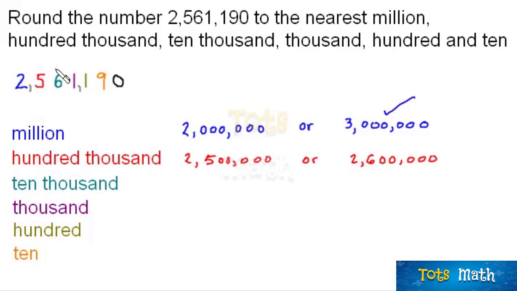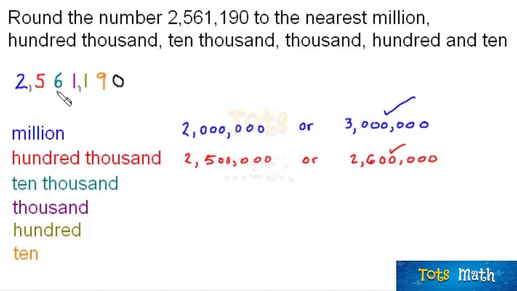So we look at the digit next to the 100,000s place, the 10,000s digit, and it's a 6. And since 6 is greater than 5, we're going to round up. So rounding our number to the nearest 100,000 will give us 2,600,000. Now let's round our number to the nearest 10,000.